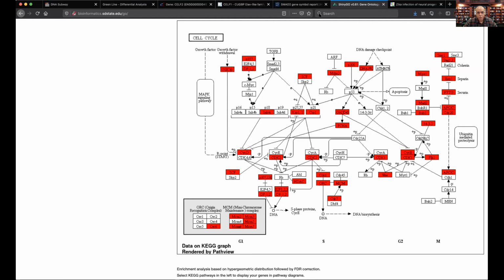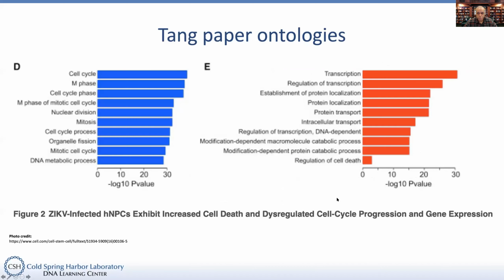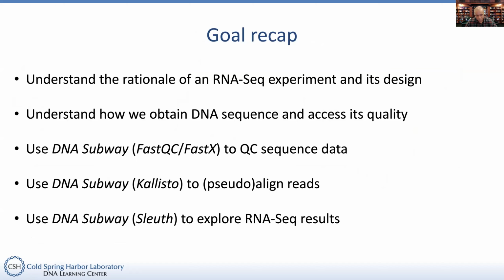And in fact, if we go back to our slides, what we find is that in the paper that the data came from, they also implicate cell cycle differences and dysregulation. It's not surprising, because I believe that in this case you end up killing those cells and you're not able to produce the stem cells, and that's why you have microcephaly as one of the outcomes. So hopefully that was interesting for you.